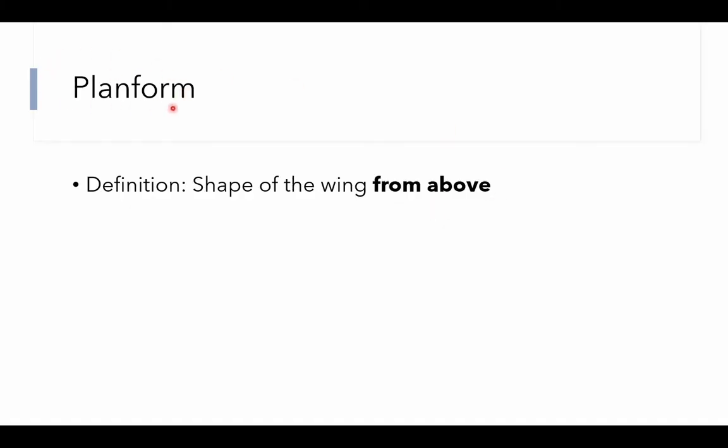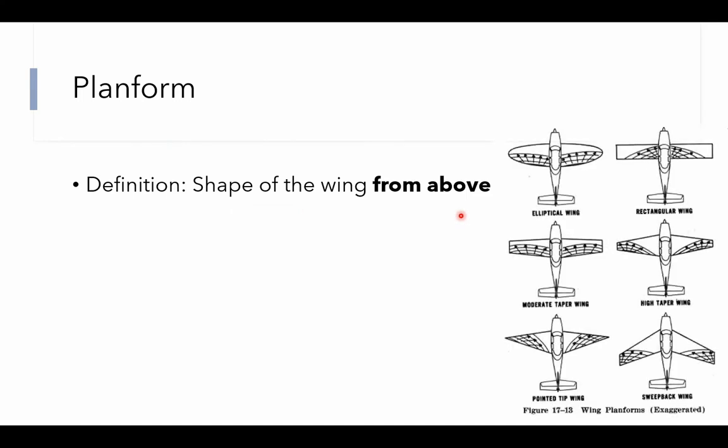The next term is planform. Planform is the shape of the wing viewed from above. These are a couple of examples of wing planforms.